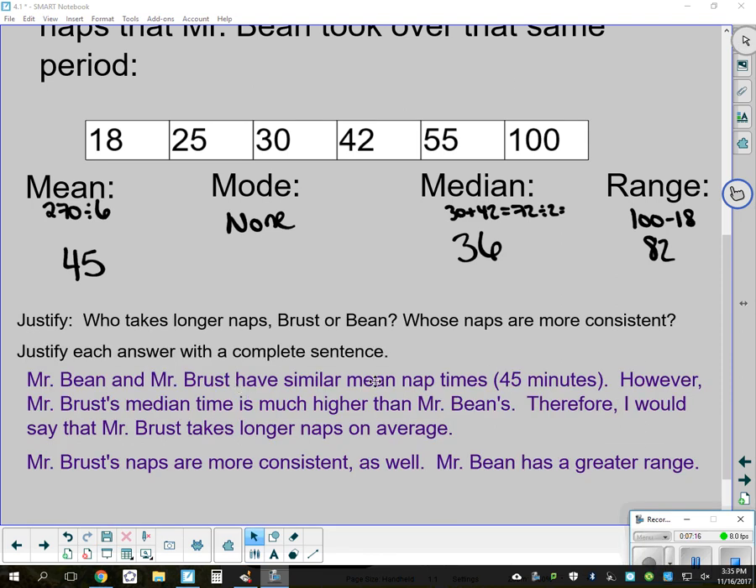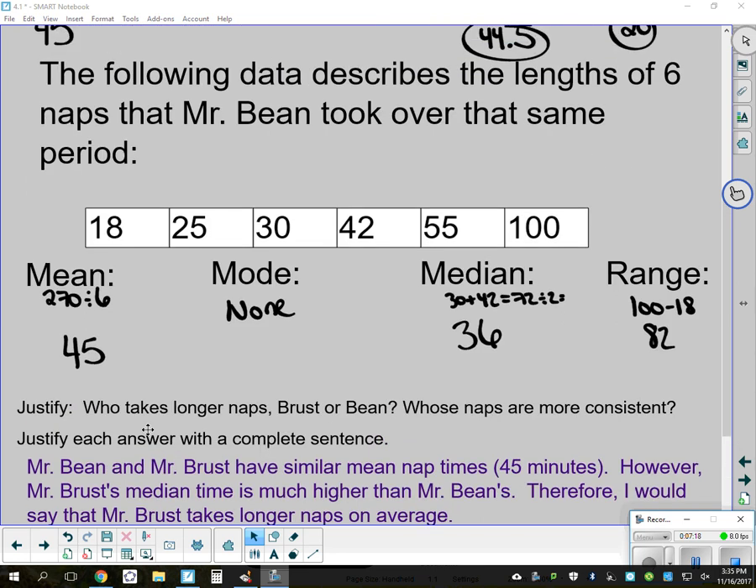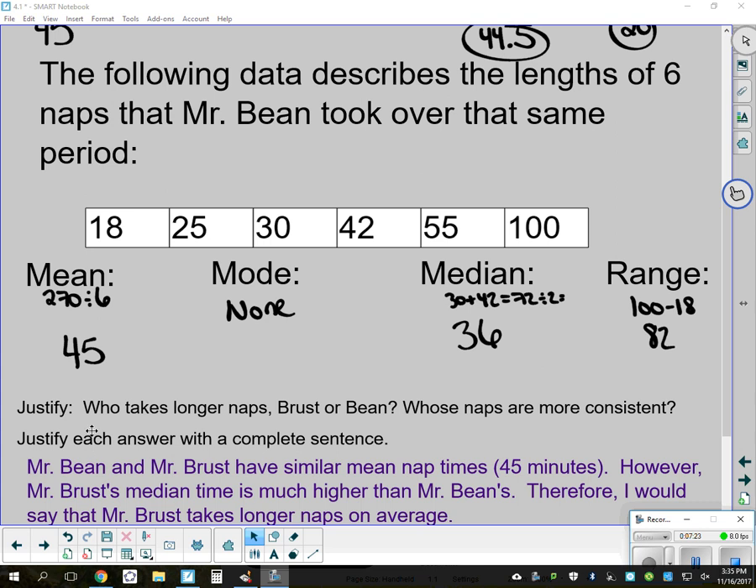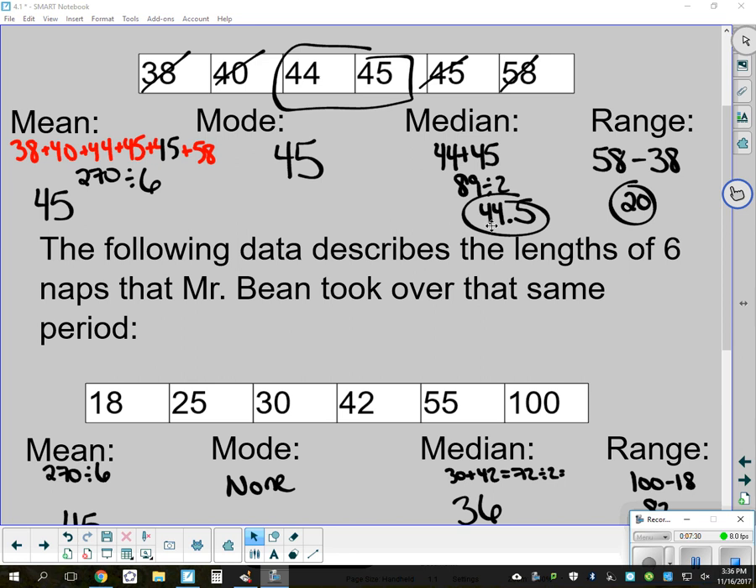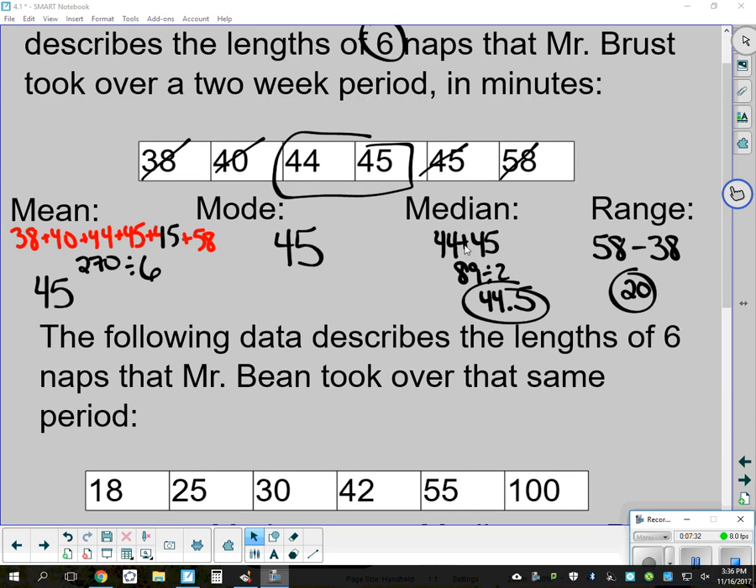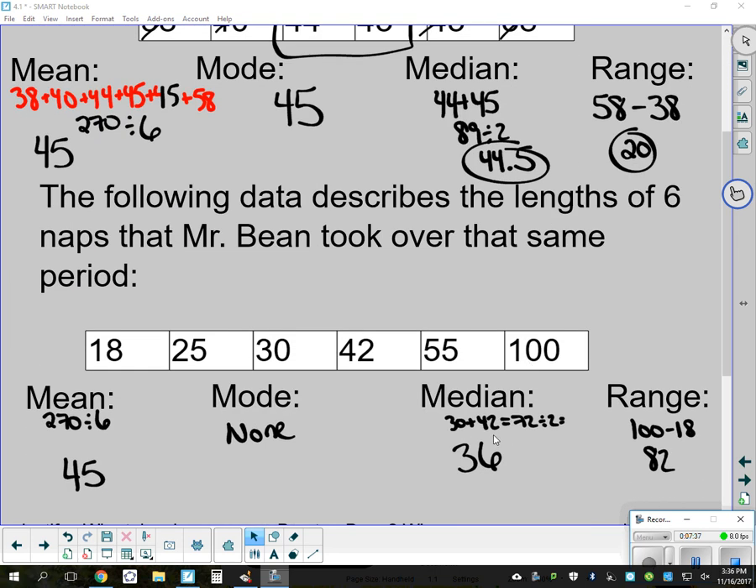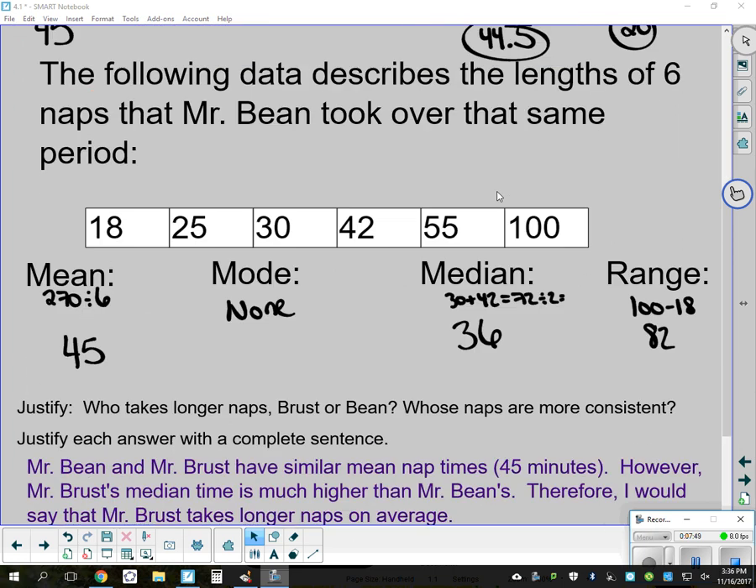Mr. Bean and Mr. Brust have similar mean nap times. In fact, they're the exact same. They both have a mean of 45 minutes for their naps. However, Mr. Brust's median time is much higher than Mr. Bean. So if you look at the median of Mr. Brust is 44 and a half minutes, but the median of Mr. Bean's is only 36. Okay, so his middle number in his minutes of naps is much smaller, or quite a bit smaller than Mr. Brust.